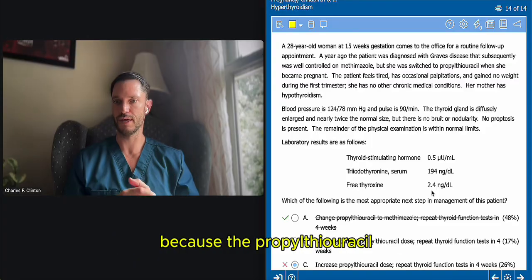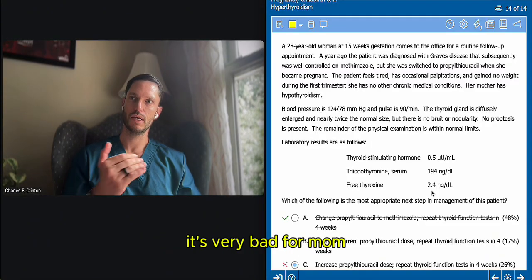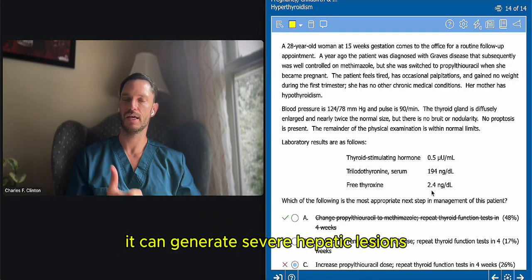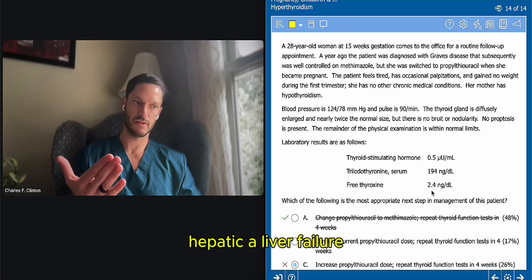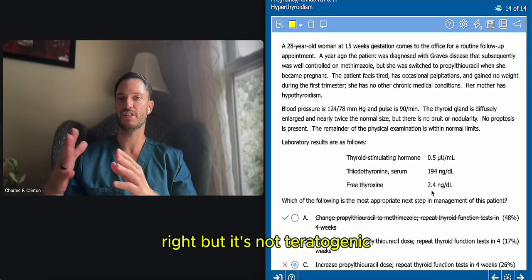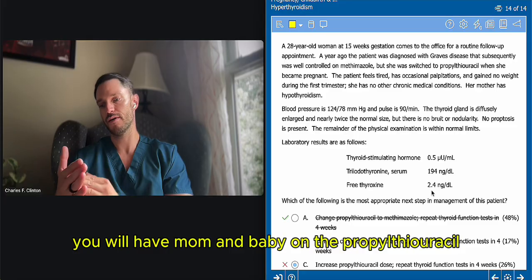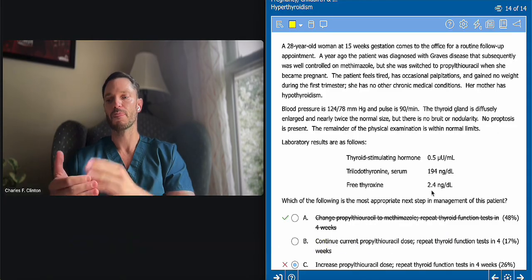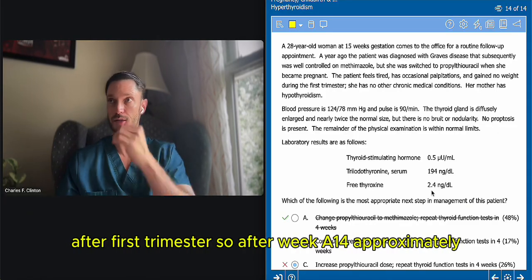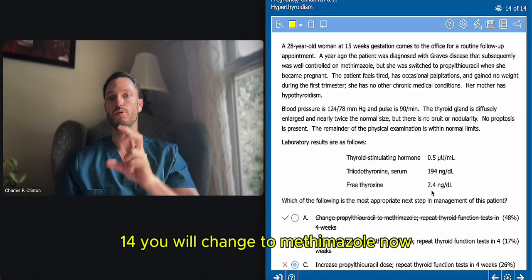You're going to have to switch between those two, because propylthiouracil is very bad for mom. It can generate severe hepatic lesions, liver failure, right? But it's not teratogenic. So that means in the first trimester, you will have mom and baby on propylthiouracil. After the first trimester, so after week 14 approximately, 12 to 14, you will change to methimazole.